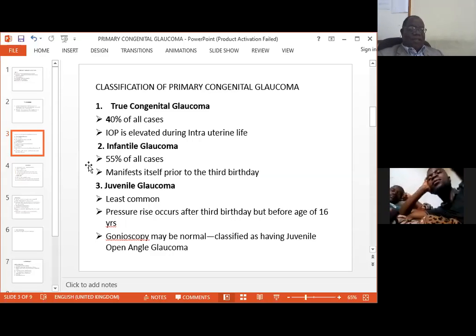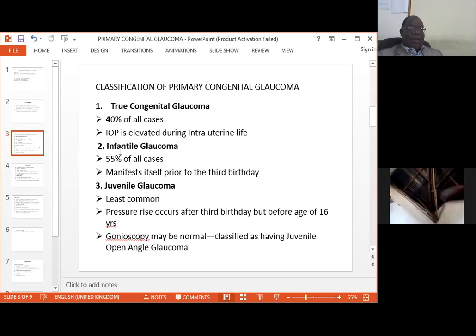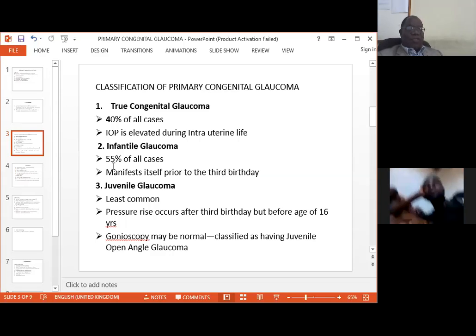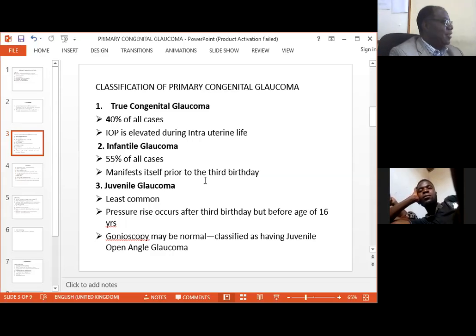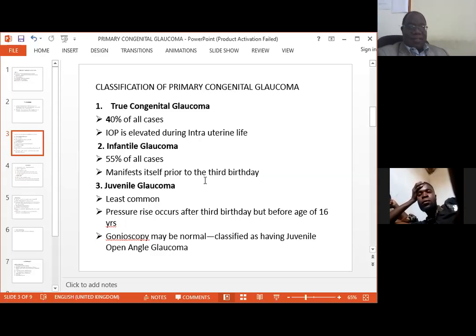Then you've got infantile glaucoma. In 55% of all cases, it manifests itself prior to the 3rd birthday. It's an infant already born. To be called an infant, first you have to be born. So infantile glaucoma means someone is born, then they develop that glaucoma, usually before the 3rd birthday. You find the eyes are enlarging.